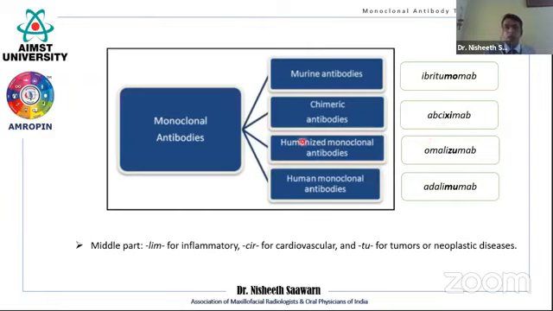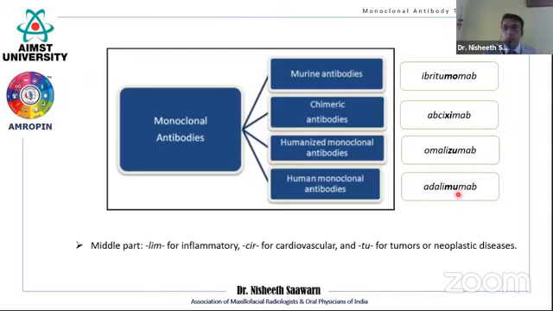Then we have humanized monoclonal antibodies. They are up to 95% human protein, and they are known by the word zu in between, like omalizumab. So their example is omalizumab. And there are fully 100% human monoclonal antibodies, for example adalimumab.